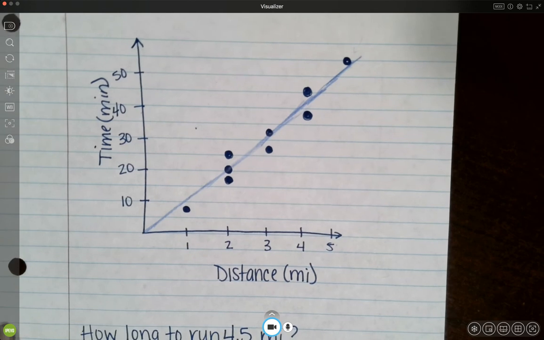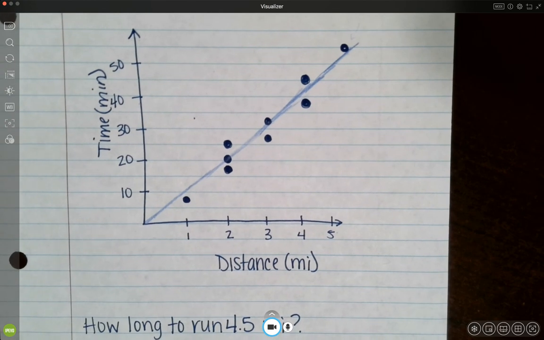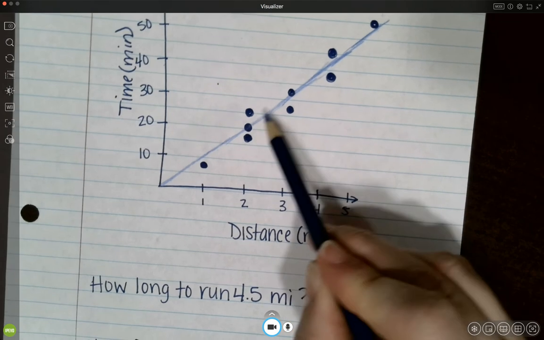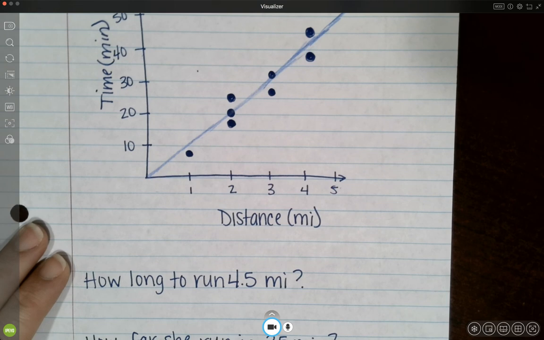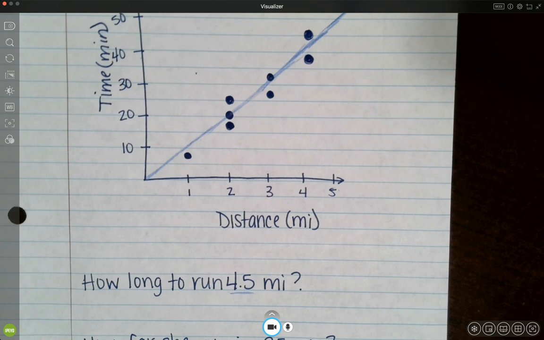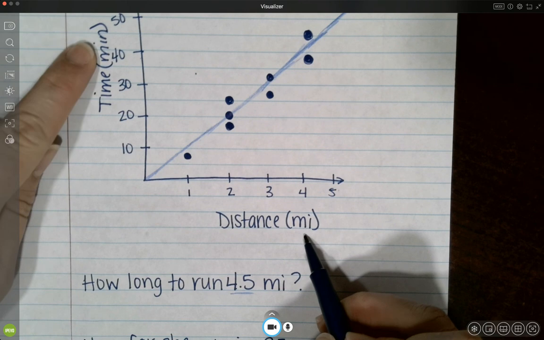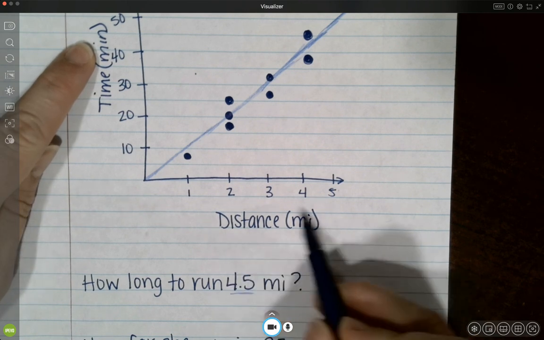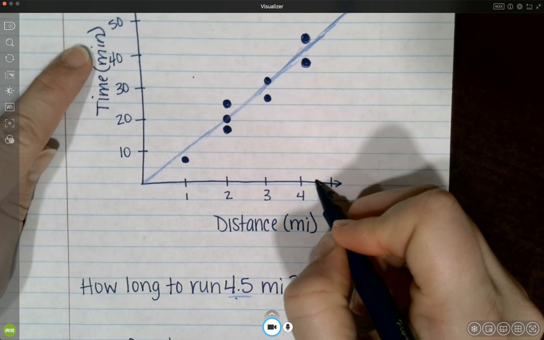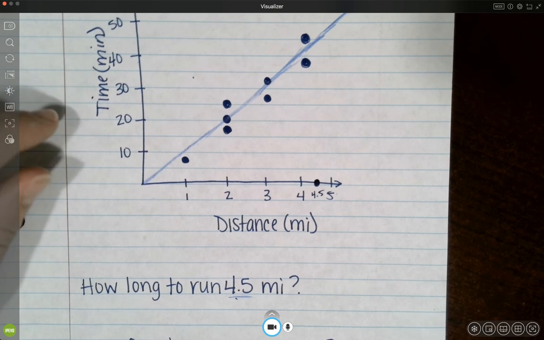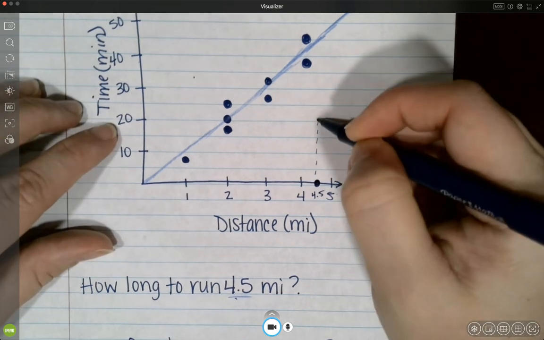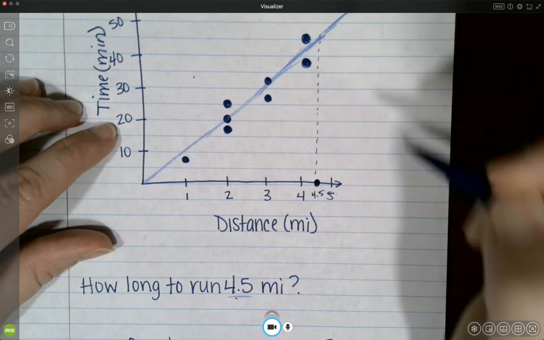Okay, so once I have this trend line, I can use it to fill in the empty spaces between or beyond. So here's our first question. It says, how long is she going to run at 4.5 miles? So my first task is to find, well, where is 4.5 miles? So my bottom is miles, my left is minutes. So I'm going to be using this x-axis, and I'm looking for 4.5, which I'm going to locate right here. So this is 4.5.